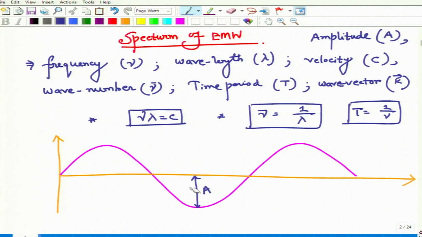Now before frequency, what is the wavelength? Wavelength means if we consider a full wave, from here to here, for these two points the phase of the wave is the same. So if any wave travels from, let's say, O to O prime, that is a full wave. Full wave means it has traveled one full wavelength. That's why O to O prime is called the full wavelength.